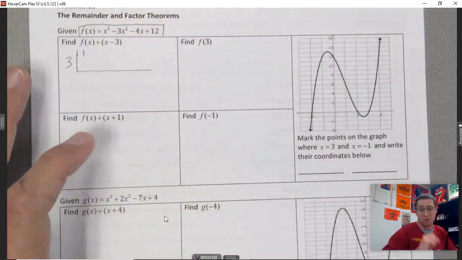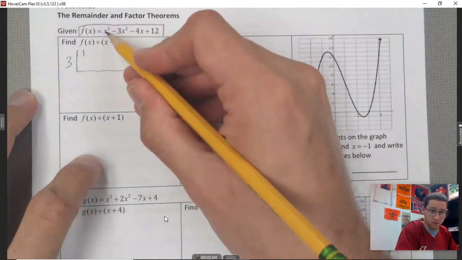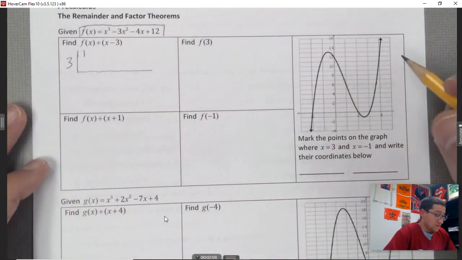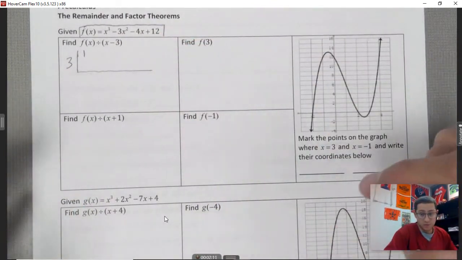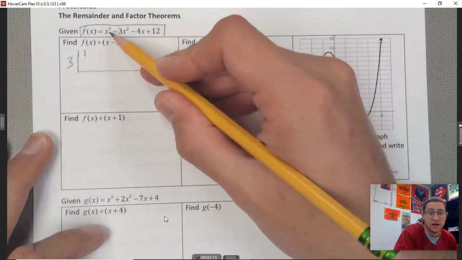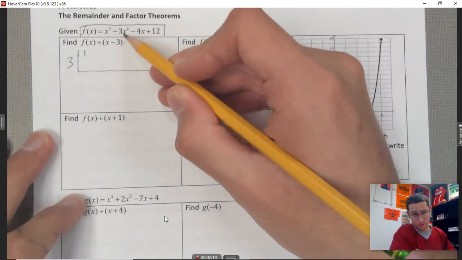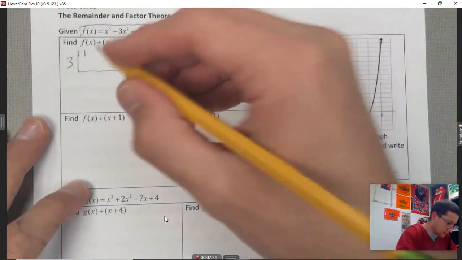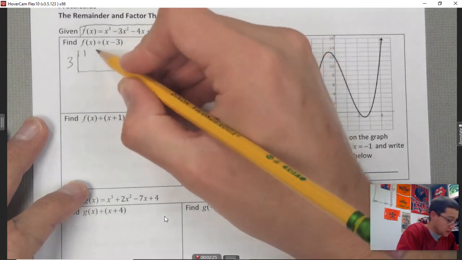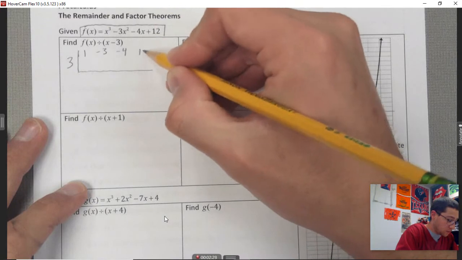Notice one thing I do want to mention. These are decreasing in order, so it's x cubed, then x squared, then x, and then a constant. If it's not like that, you've got to fill it in with zeros. So if there was a gap, if it had x cubed and skipped to x, you would have to put a 0 for that coefficient. But that's not the case. So we've got a 1 for my coefficient out front, negative 3, negative 4, and then a 12.